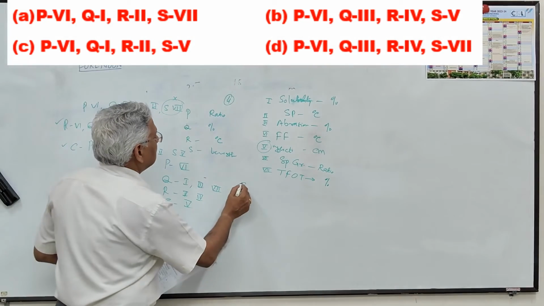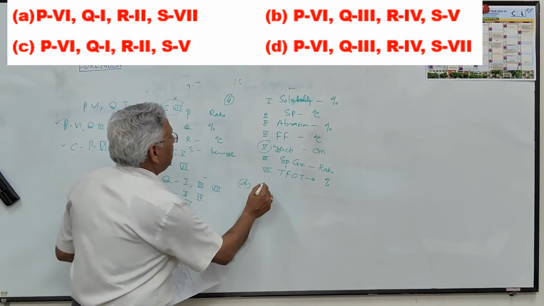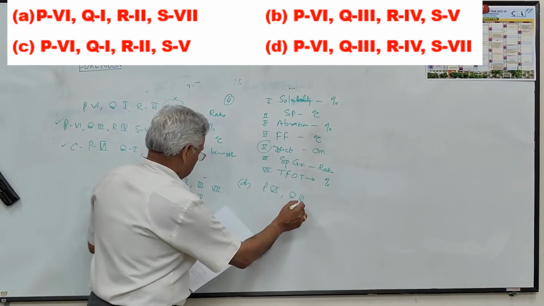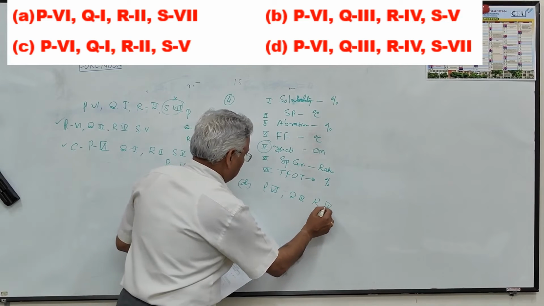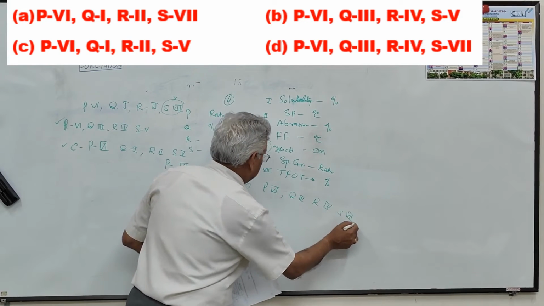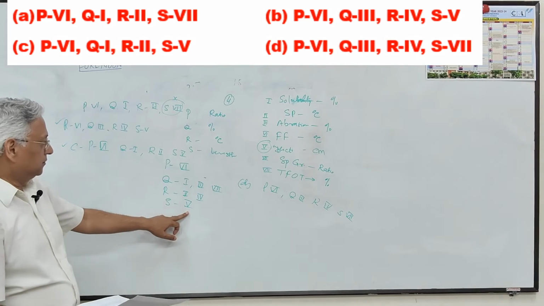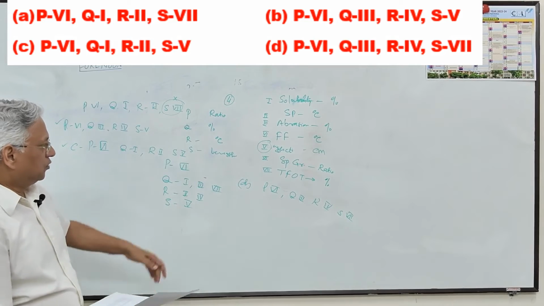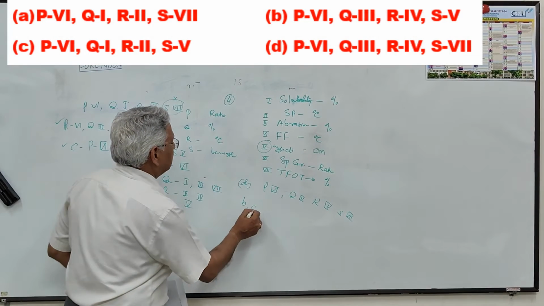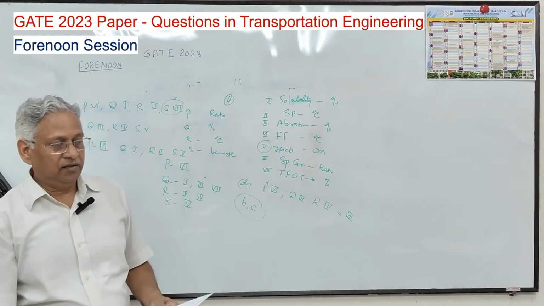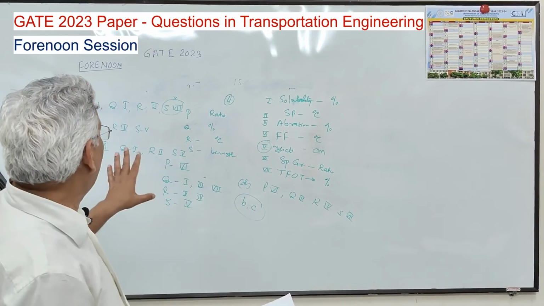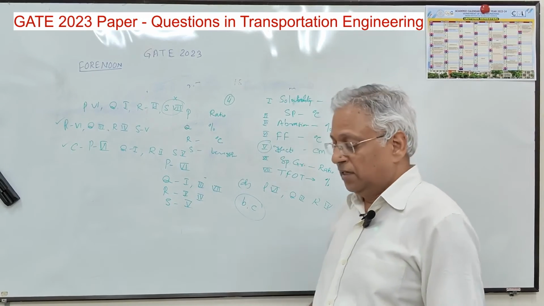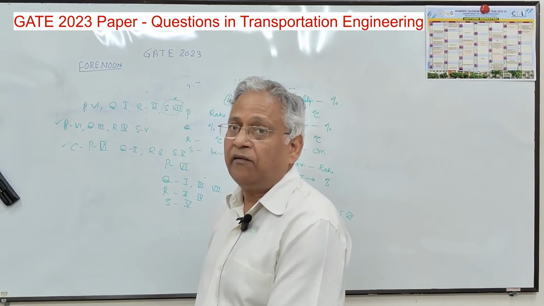Now D option is P6, Q3, R4 and S7. S7 is not correct. This is correct, this is also correct, this is also correct, but this is not correct. So only B and C are the correct options given in the question. So these are 4 questions which were there in the forenoon session of 2023. Another 4 questions in the afternoon session.